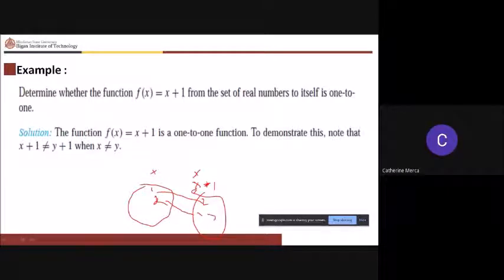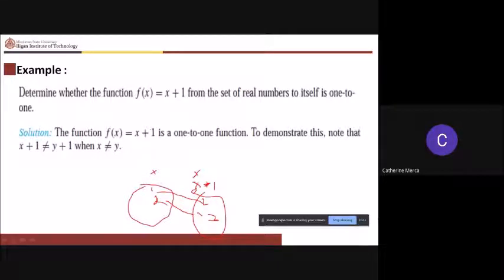So, nasabtan ninyo, 3. 2 man siya. Kay kada isa ani, ang iyang pares, kay isa lang. Diba? Si 1, si 2 lang. Si 2, si 3 lang. Wala na ilahi. So, one-to-one gid na. Kada isa. F of x, x plus 1 is a one-to-one function.